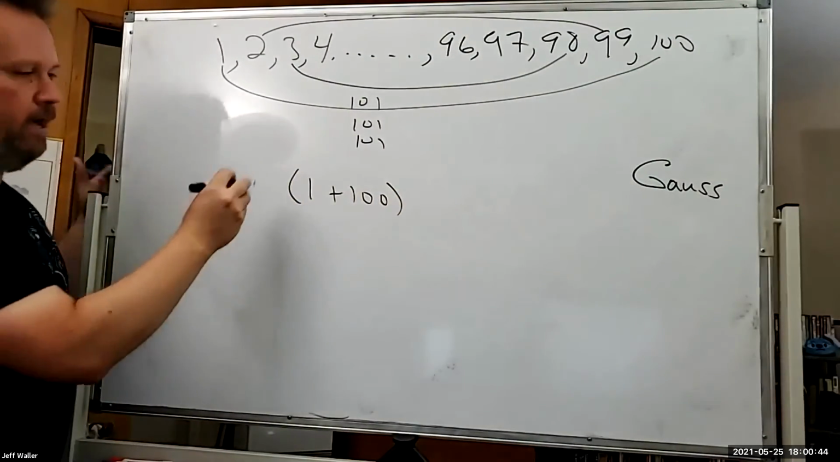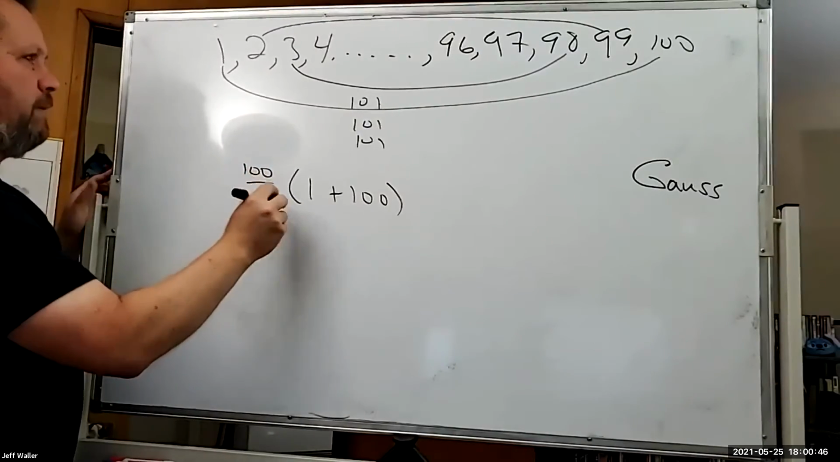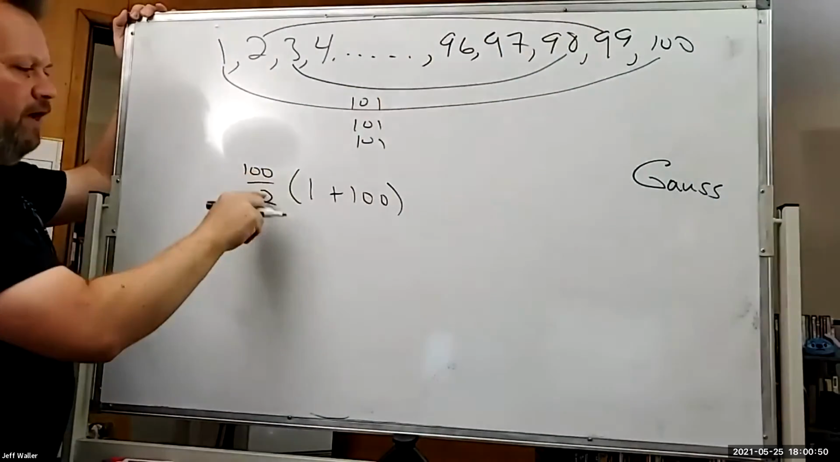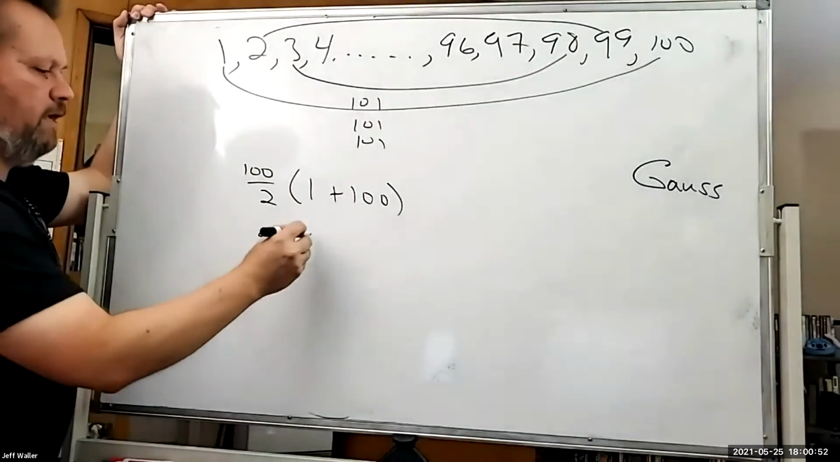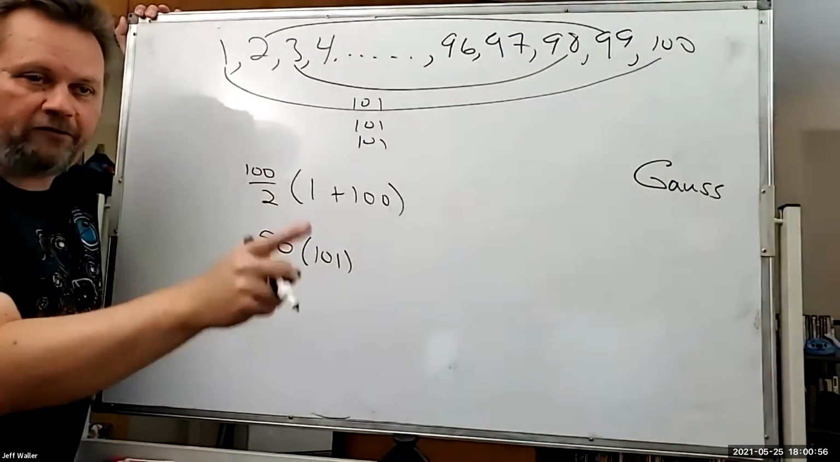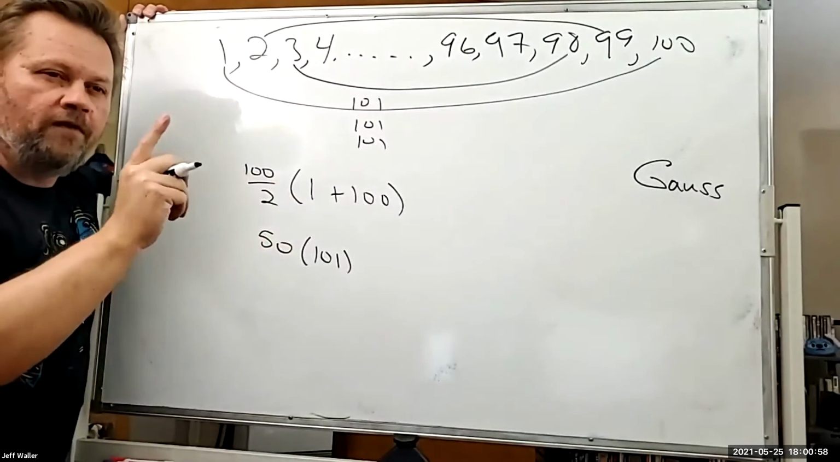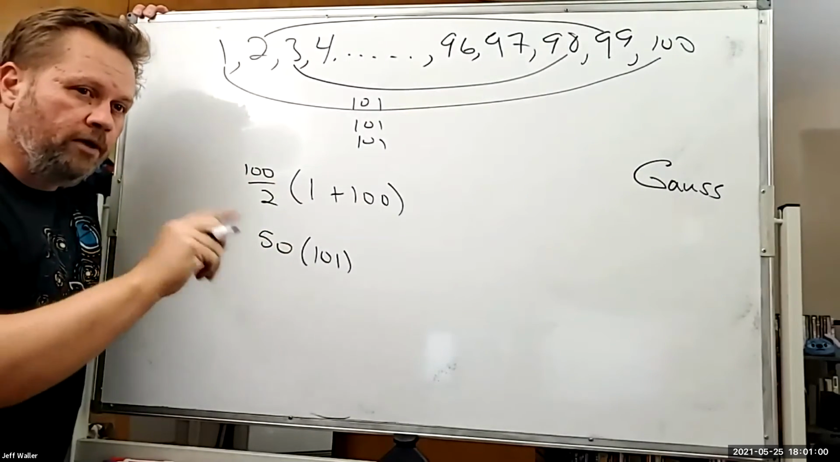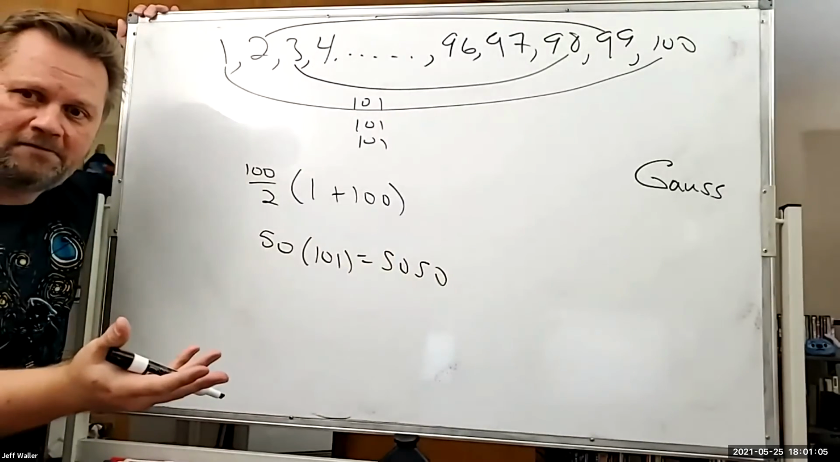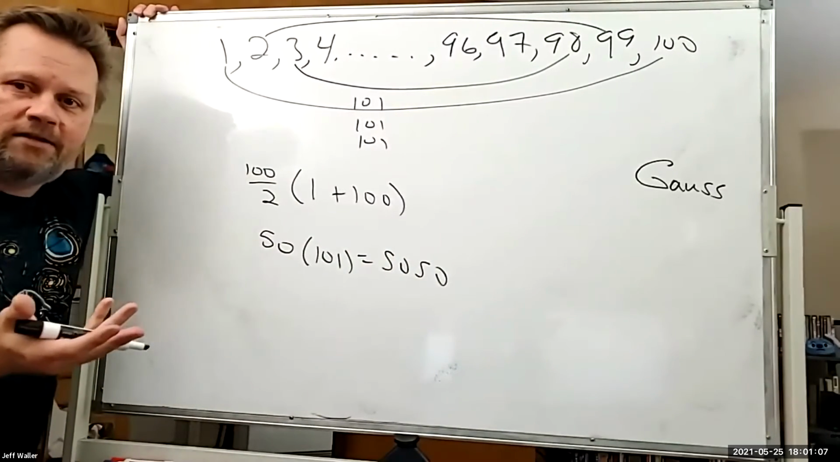$50. Yeah, 100 cut in half. Does that make sense? 100 numbers. So I can make 100 divided by 2, 50 pairs, and each pair will add up to 101. So here's the freaky thing. You ready? If I add up all the whole numbers from 1 to 100, the answer is 5050. Isn't that kind of neat?